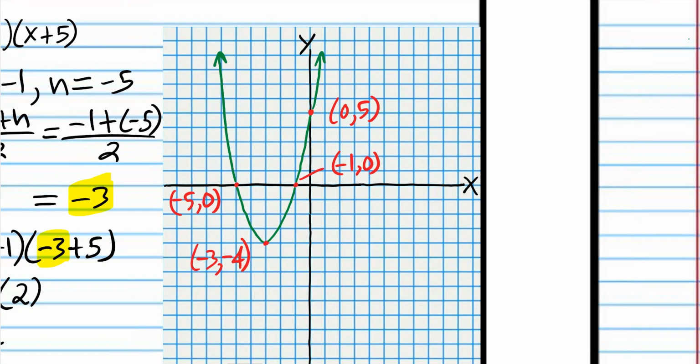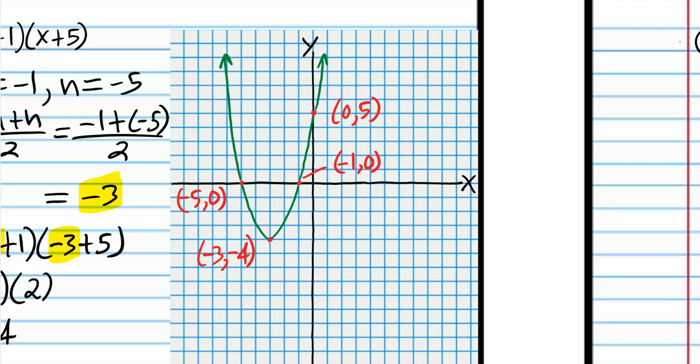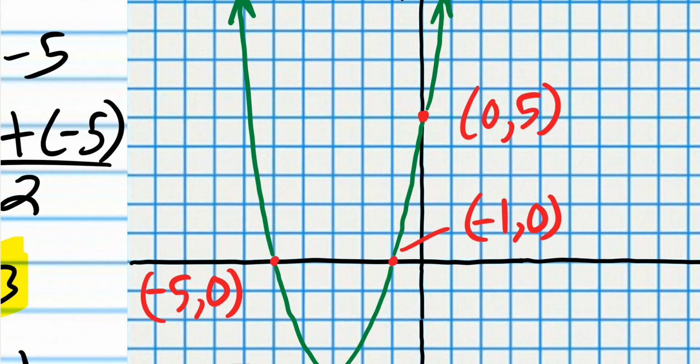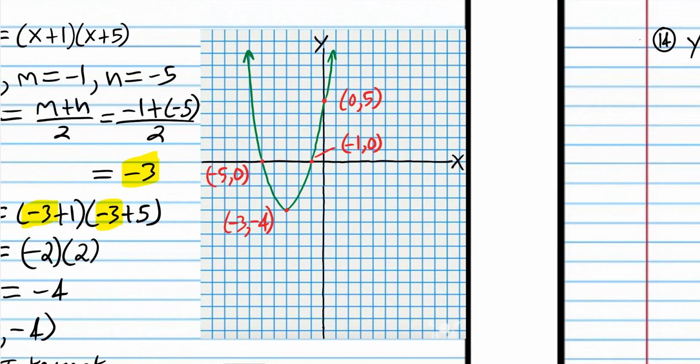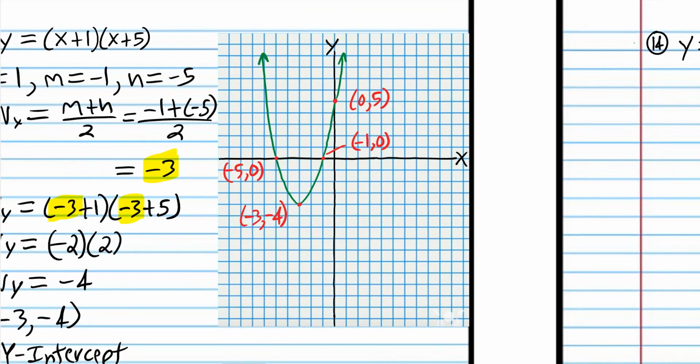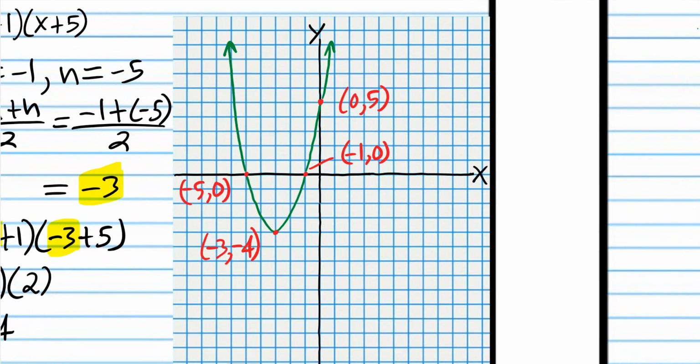Now we could plot more points just to make sure it's really accurate. For example, this parabola should go through this point here, but I really don't care about being quite that accurate, as long as you get the main point.